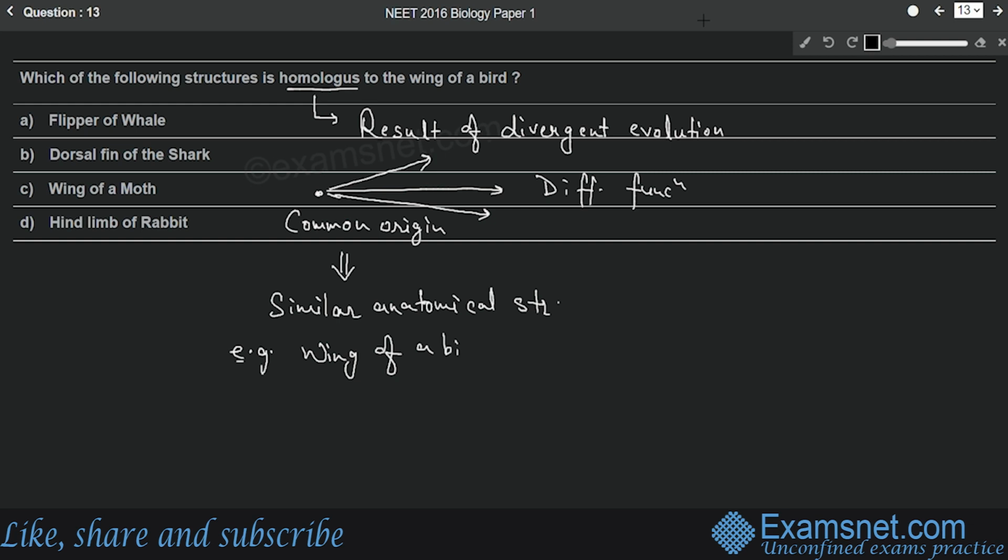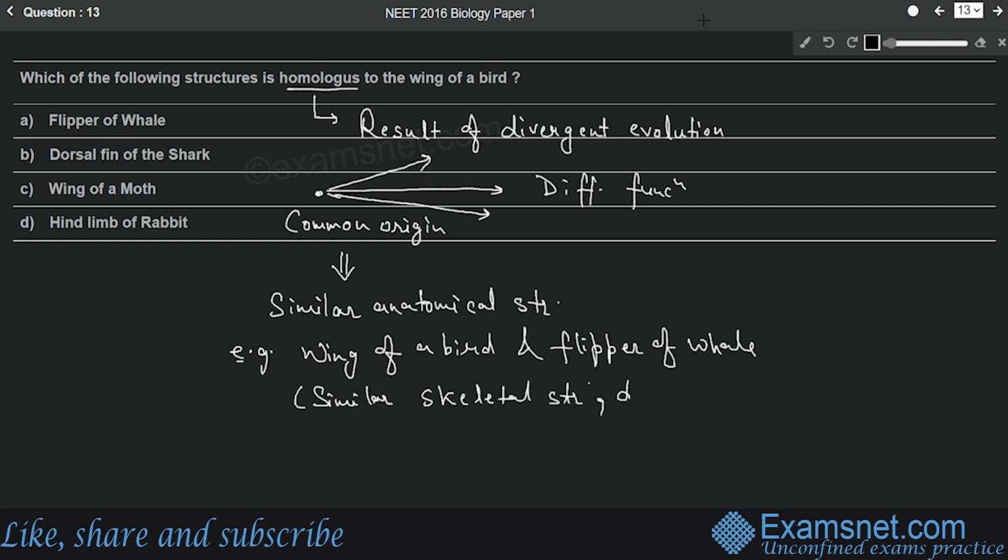Wing of a bird and flipper of whale. So they have similar anatomical structure, that is skeletal structure. Skeletal structure is similar, but they have different functions. So it is quite clear that wing of a bird is used to fly, whereas the flipper of whale is used to swim. Okay. Therefore, the correct answer will be option number A, that is flipper of whale.